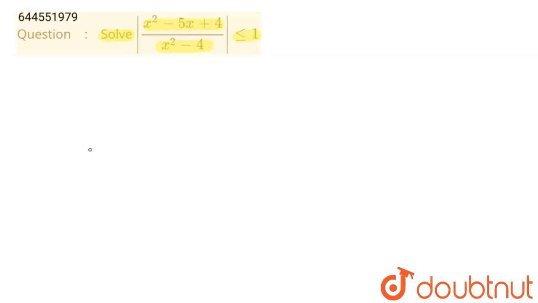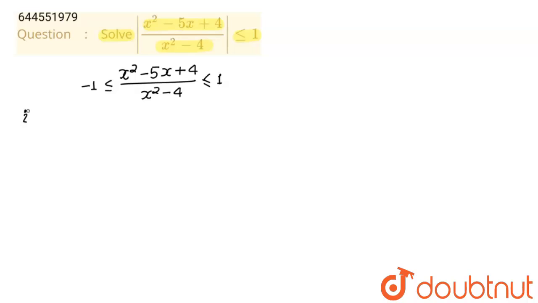So let's solve this. See, there is less than towards mod, so I'm going to open this mod. I'll write x square minus 5x plus 4 upon x square minus 4 less than or equal to 1 and greater than or equal to minus 1. So there is a double inequality.